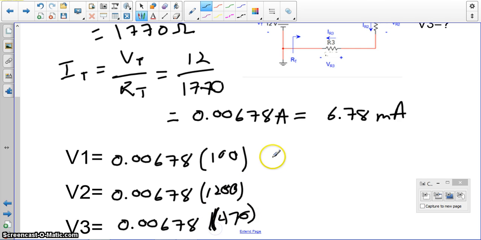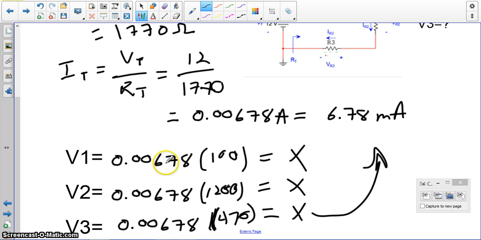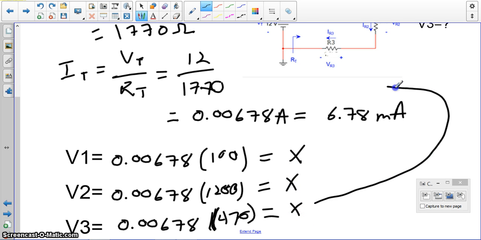And it would be good practice for you to do this. You multiply, multiply, multiply, you get three answers, but guess what? This plus this plus this, that's going to add up to the total voltage. Well, here you go, the 12 volts. 12 volts is the total voltage. So these three should add up to 12. And in fact, it would probably be a good idea for you guys to figure that out.